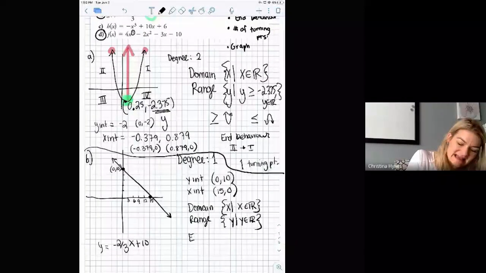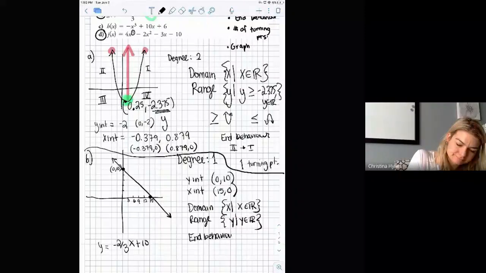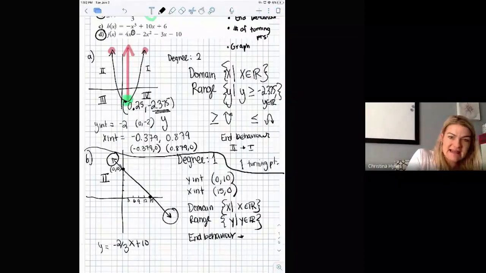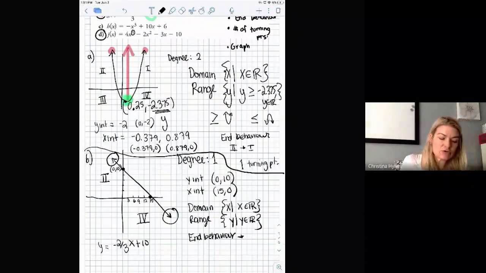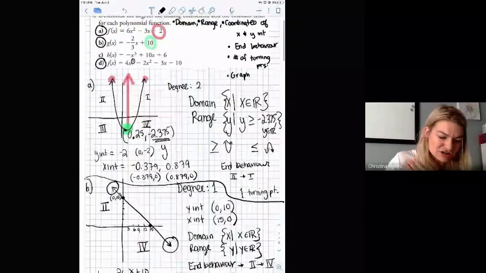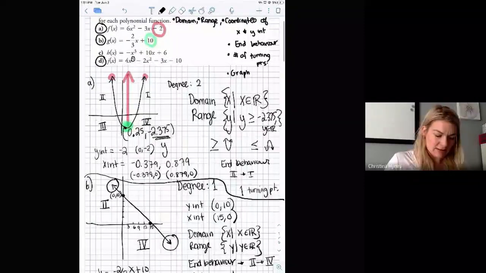Now we're talking about the end behavior. If you look at the left end, it is located in quadrant number 2. The right end is actually located in quadrant number 4. Always go from left to right, so we're going from quadrant 2 to 4. And turning points. When it comes to a linear function, there's no minimum or maximum point, so there are no turning points when we're talking about linear functions. Okay, so that is all the questions that they want us to answer, and we even graphed it as well. Okay, so that's for B.